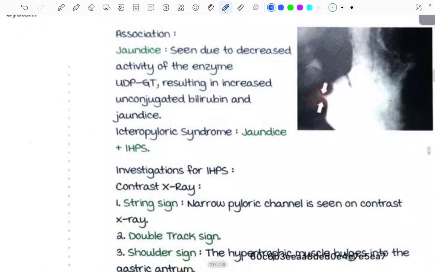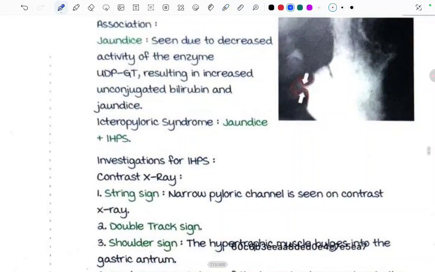Moving ahead to the associations of IHPS. Jaundice is the first association seen, due to the decreased activity of the enzyme UDP-GT, resulting in increased unconjugated bilirubin and jaundice. Jaundice plus IHPS is called the icteropyloric syndrome.